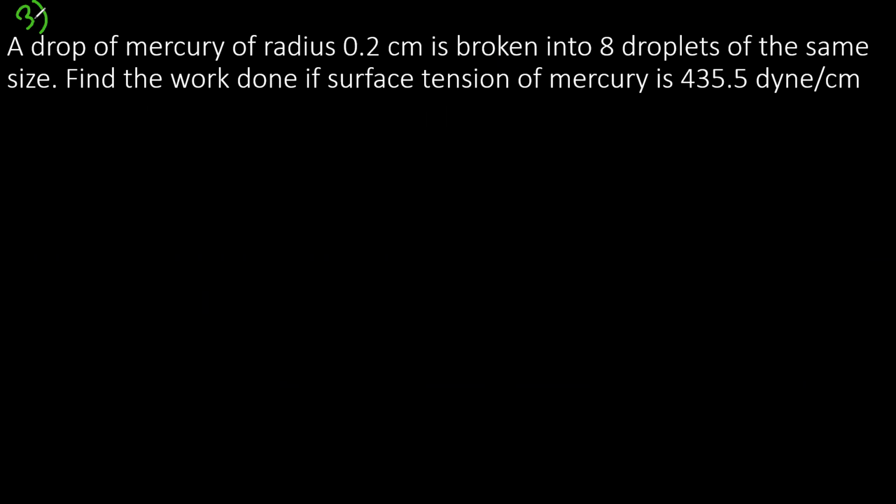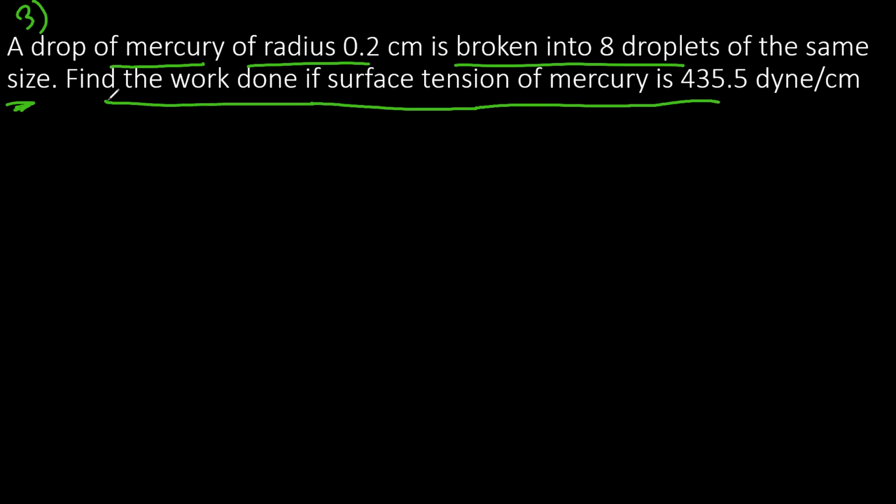This is the third sum. Okay, simple. All the sums in this chapter are based on formulas. So just find out what is given and what is to be found. If you know the formula, you can easily solve. Now the next sum is based on one drop. A drop of mercury of radius 0.2 centimeter is broken into 8 droplets of the same size. Find the work done if the surface tension of mercury is 435.5 dyne per centimeter.